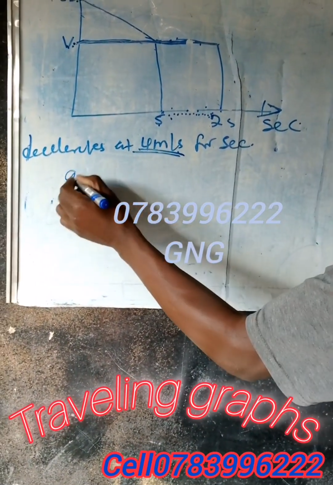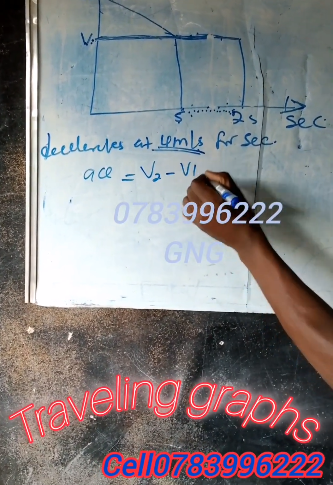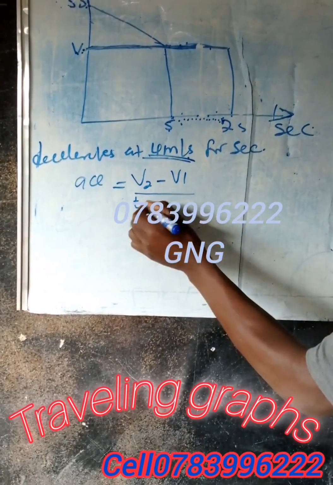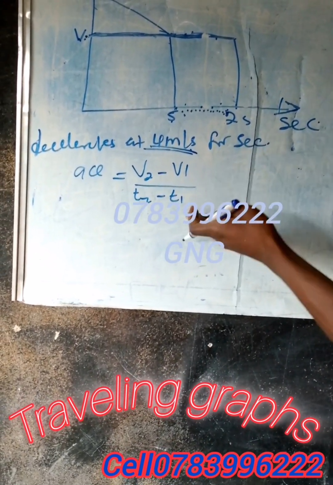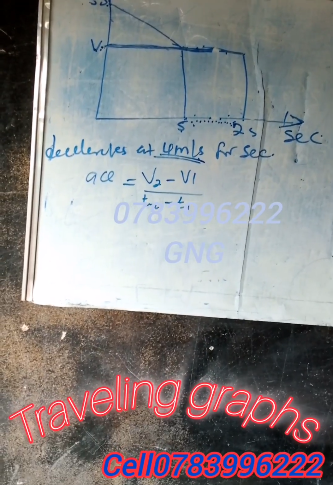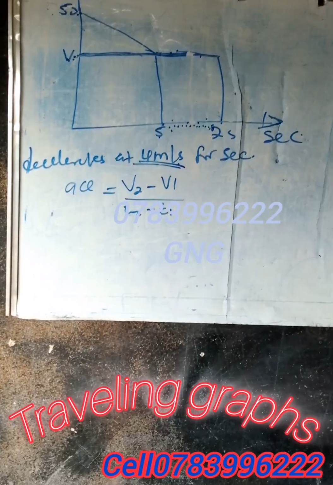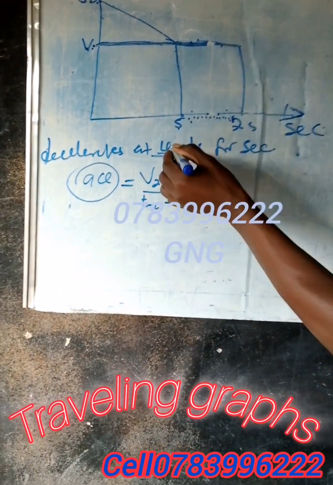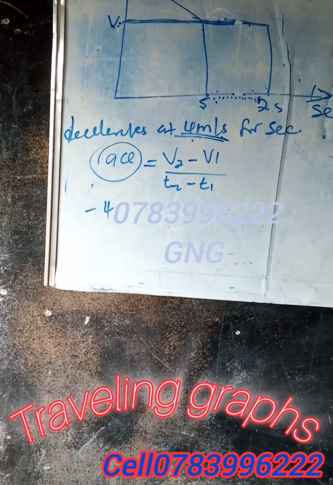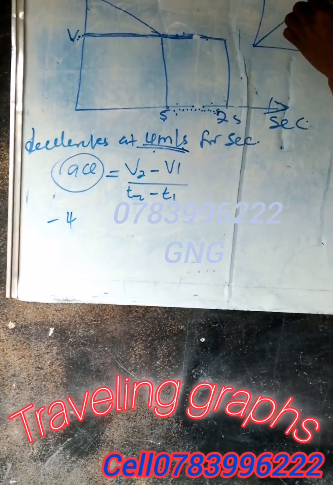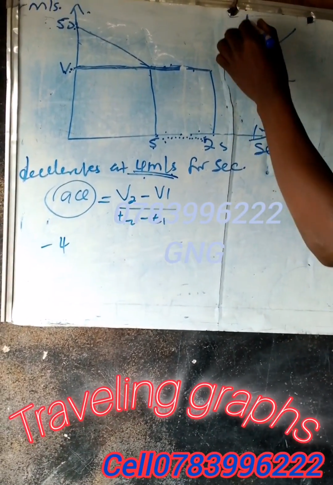My formula is acceleration equals V2 minus V1 over T2 minus T1, which is change in speed over change in time. What will be my acceleration if I'm given the deceleration? It will be negative. Like this graph, this is my acceleration, and my deceleration will be negative.